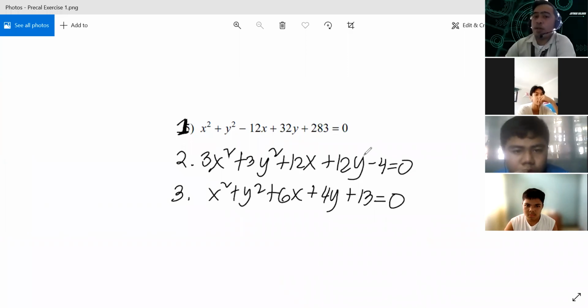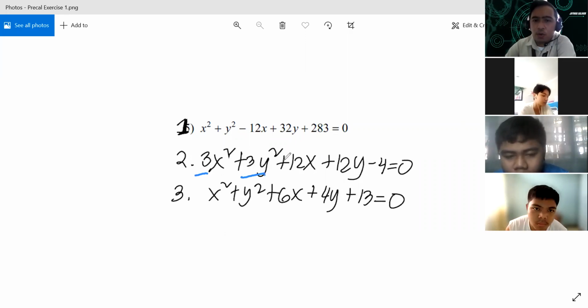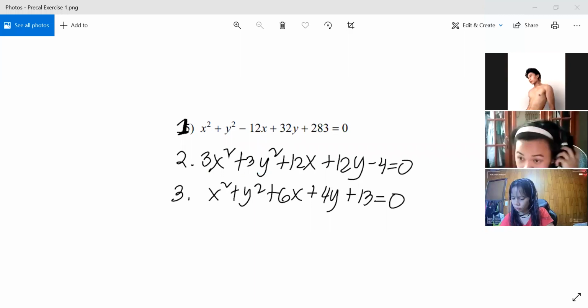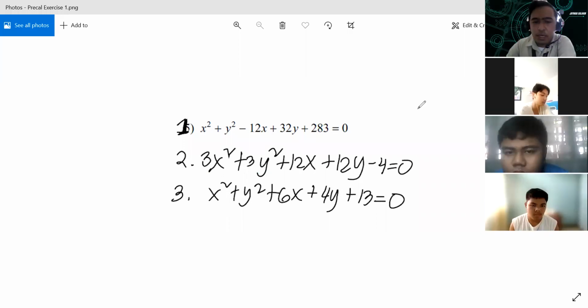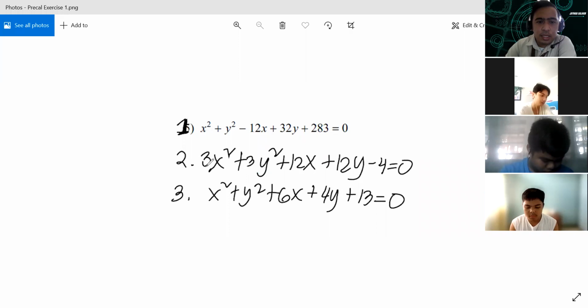So the very best first step that you need to do is to make this equal to 1. You make the numerical coefficient of x squared and y squared to be 1. Okay? Clear? Again, you follow instruction during our class. Okay. So here, let us divide both sides by 3.